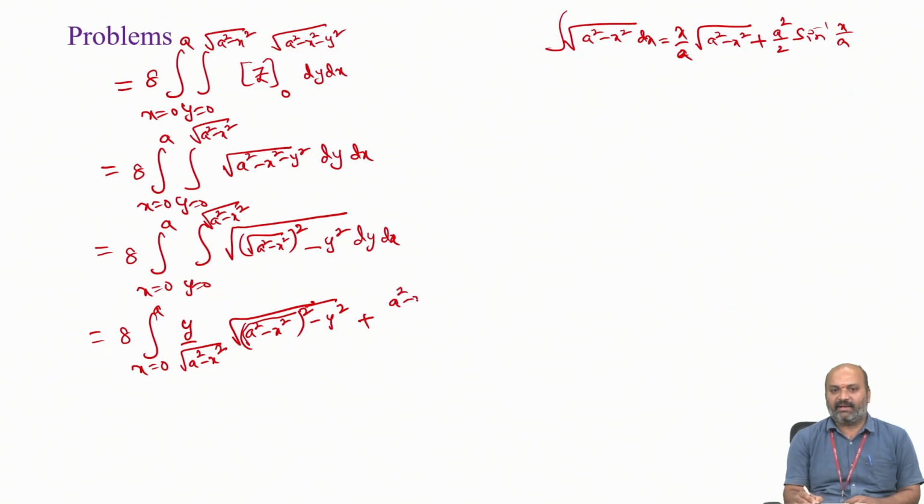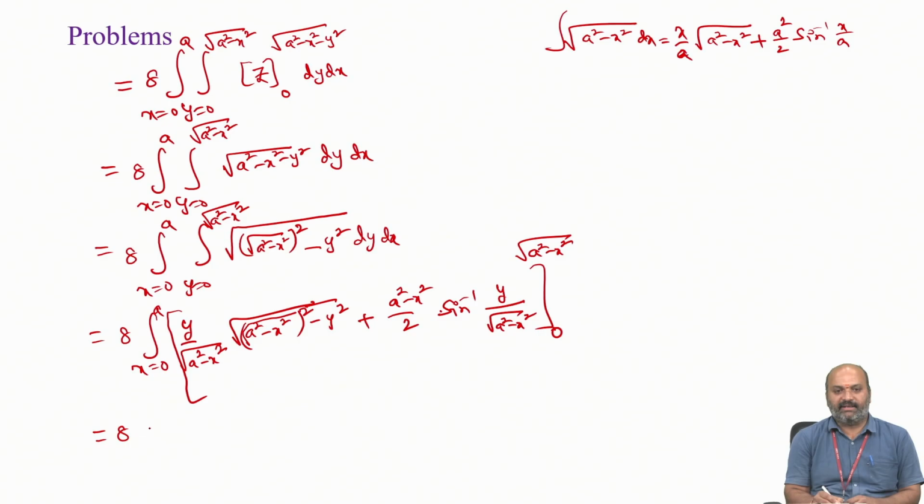Instead of writing that, I am writing directly a square minus x square by 2 into sine inverse of x by a. X by a means y by a. A means root over a square minus x square. Let's substitute the limits. What is the upper limit? The upper limit is root over a square minus x square and the lower limit is 0.